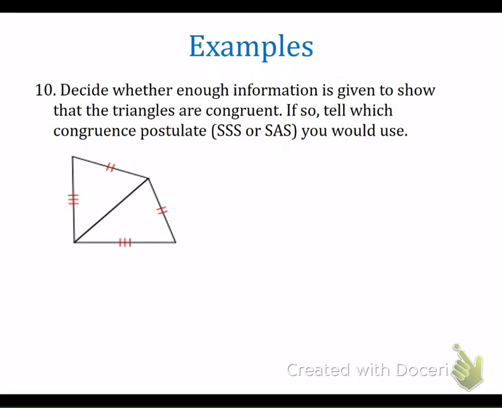All right, number 10. Decide whether enough information is given to show that the triangles are congruent. If so, which congruence postulate, the two that we learned today, would you use? SSS. If you notice, this segment is in both triangles. It's congruent to itself, so mark it as being congruent. And then you have all three sides matching with all three sides, so it would be yes by SSS.